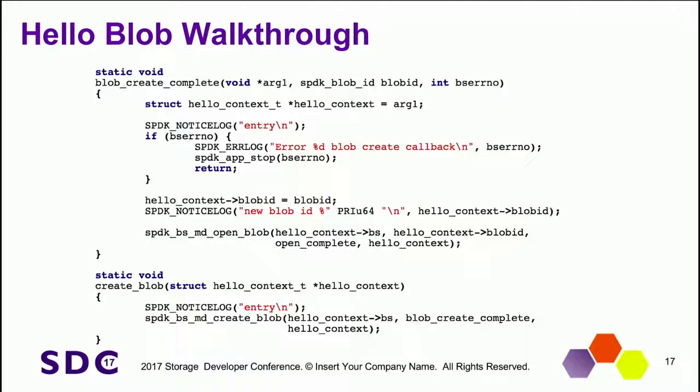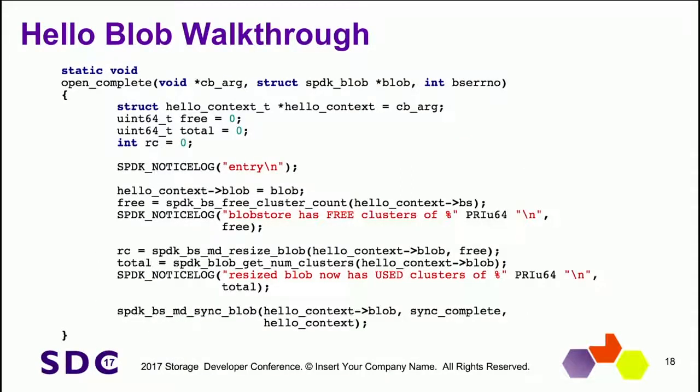Okay, so after I've created the blob, I get this callback, my create complete callback. I save off my blob ID. Remember I said we only have an ID, there's no such thing as file names with blobs or handles or anything like that. Next thing I'm going to do is open the blob, because I want to do some stuff to it. So same thing, right? I give it a callback function and some parameters I want to pass to that callback.